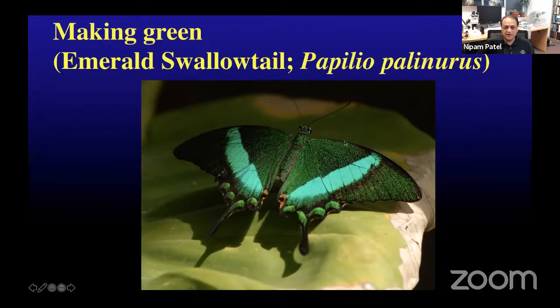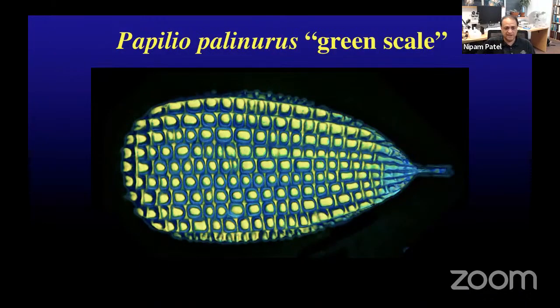One more example is this emerald green swallowtail, Papilio palinurus, found throughout Southeast Asia. Again, it's a very nice green and black color. This actually does act as a sort of camouflage. These butterflies will sit with their wings open in the shadows of the rainforest, and it actually helps them to blend into the background. So how do they make green? Again, if you zoom in on a scale, now you see something very different. You see what look like dimples on the scale, and they're reflecting yellow and blue light.